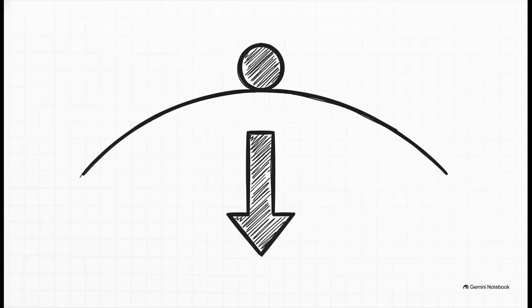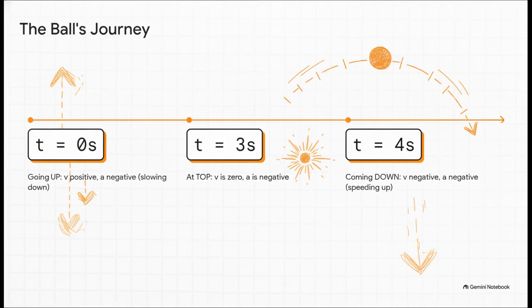Even when that ball is frozen for a split second at its peak, with a velocity of 0, gravity hasn't taken a break. The acceleration is still negative 32. The ball is continually accelerating downward, which is exactly why it doesn't just float there forever. If we trace the ball's complete chronological journey, you can see how our rule of signs perfectly predicts its behavior at every single stage of the flight.